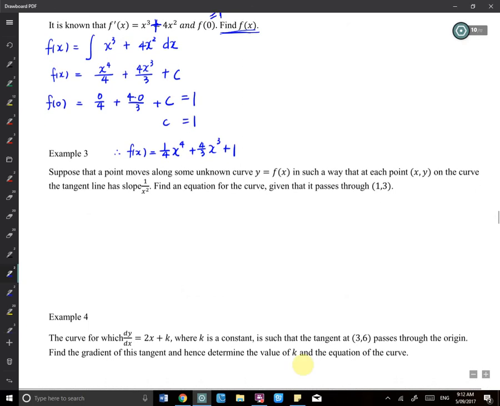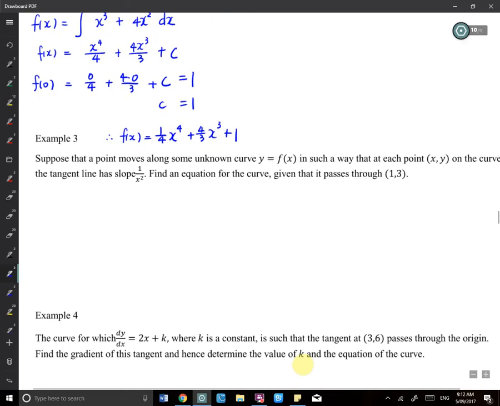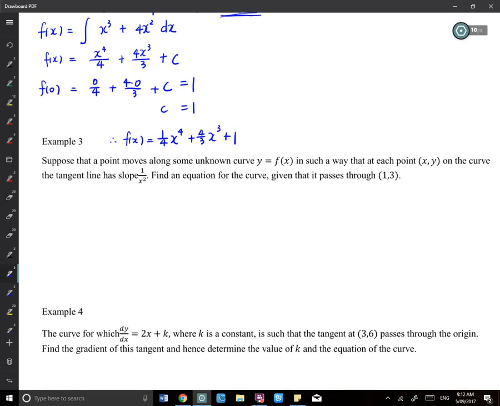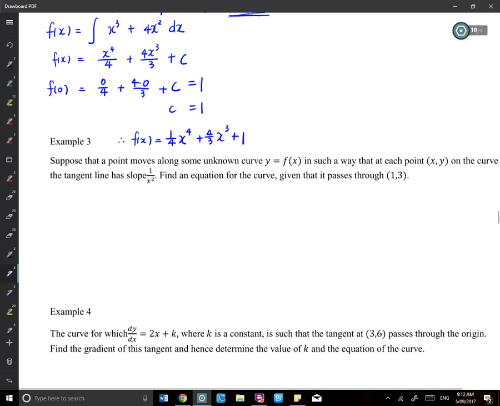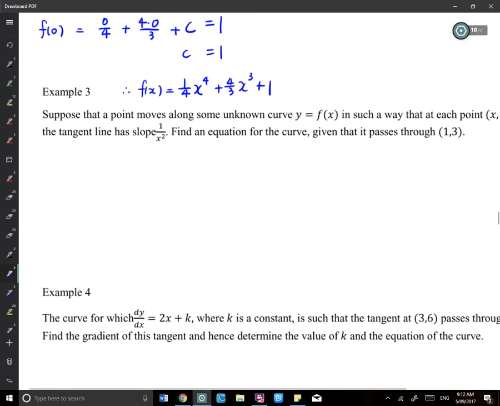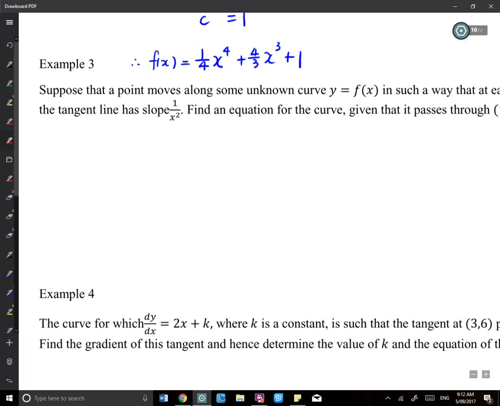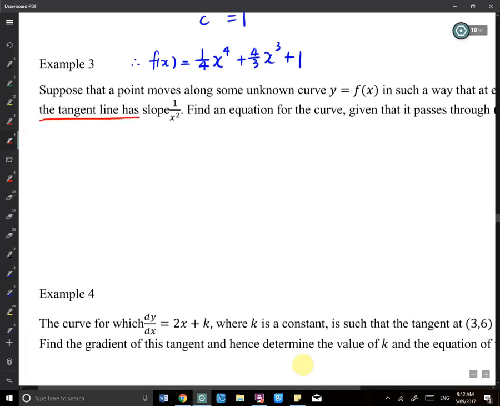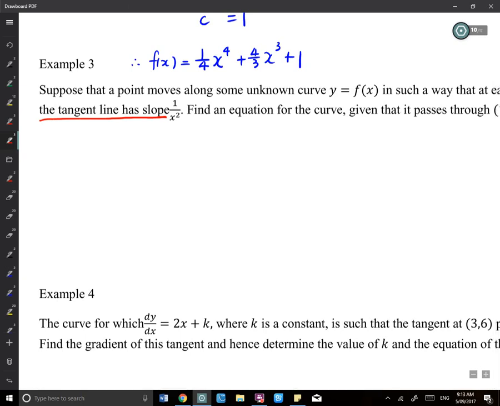Okay, have a look at the next one. Suppose that a point moves along some unknown curve y equals fx. Don't worry what the point means. It's just like you have a curve fx, in such a way that at each point xy on the curve, the tangent line has slope. The keyword is here: the tangent line has slope. Slope is gradient, right?